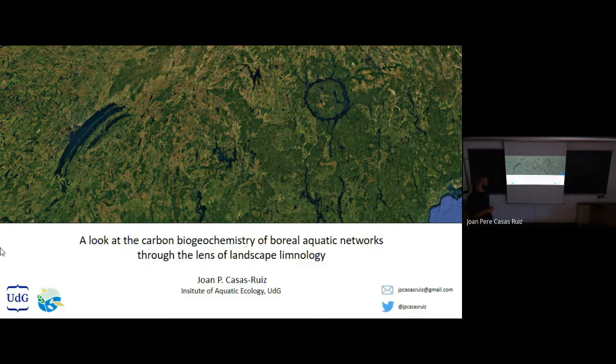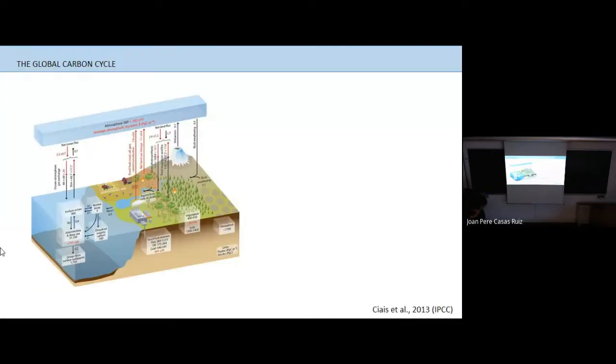Okay, so we're here now, and I'm going to show you some of the work I did during my postdoc in Canada. We're going to talk about carbon, which is basically my research field, in boreal aquatic networks. But before that, I would like to give you a very brief overview of my research background, which basically goes back to this figure.